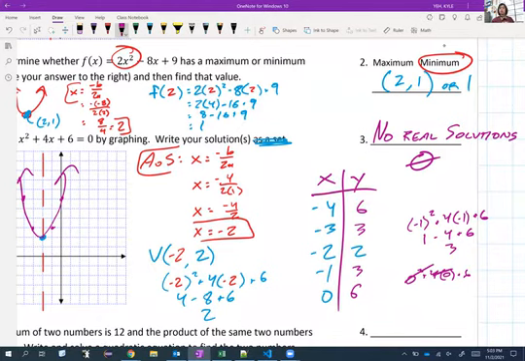Now, does that mean there are no solutions? We've actually learned since then that we could have imaginary complex solutions with i's in them. But as far as on this graph of real numbers, there are no solutions. That's where we sit.